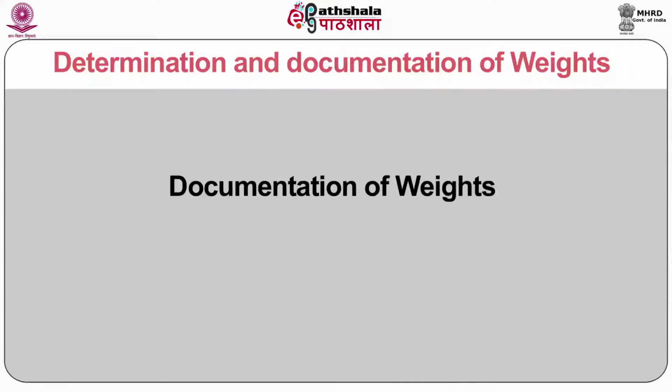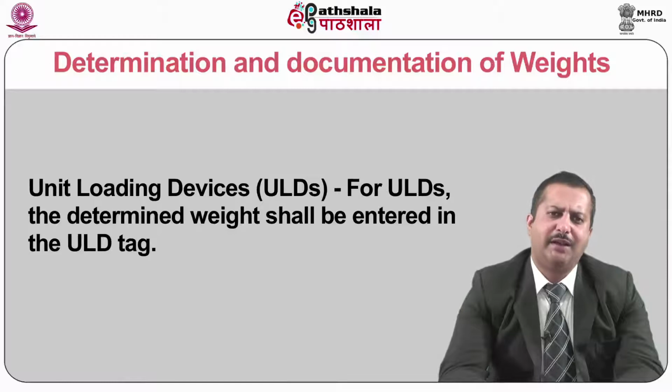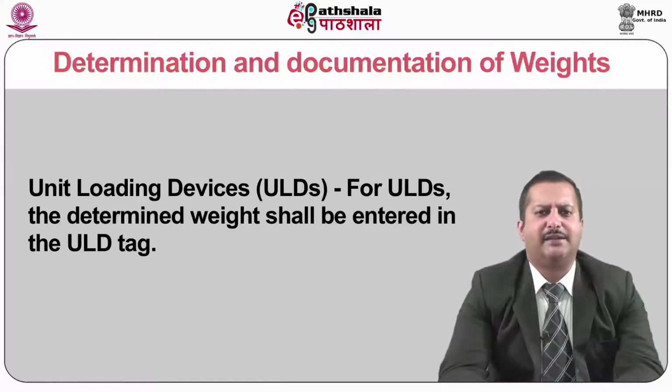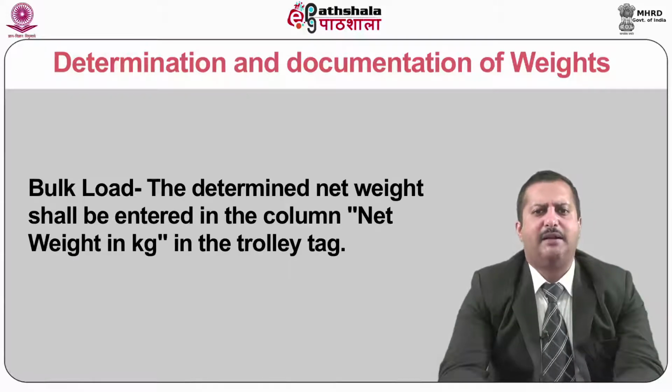Now I will explain documentation of weights. Unit loading devices, ULDs. For ULDs, the determined weight shall be entered in the ULD tag. Bulk load. The determined net weight shall be entered in the column net weight in kg in the trolley tag.